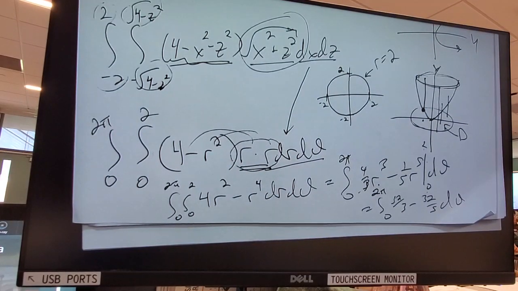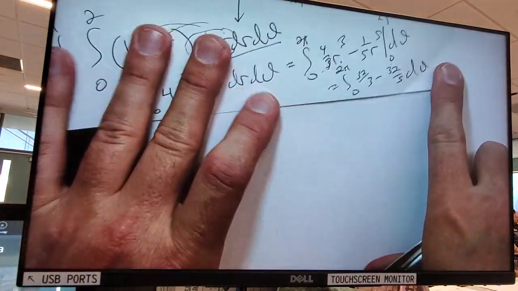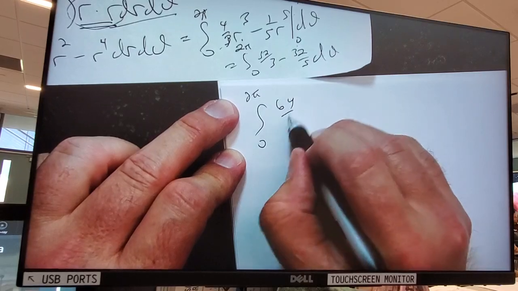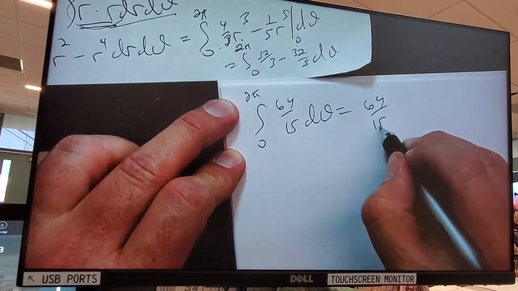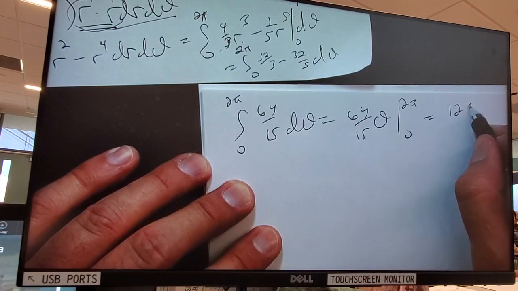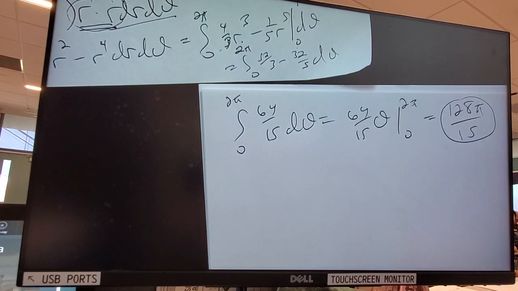Yeah, it'll be 64 fifteenths. And then when I integrate that from 0 to 2 pi, what do I get? Oh man, I'm running out of room here. Okay. Integral 0 to 2 pi, this would be 64 fifteenths theta. And it's 128 pi. Is that okay? Sort of? No?